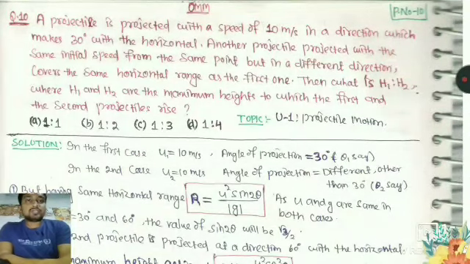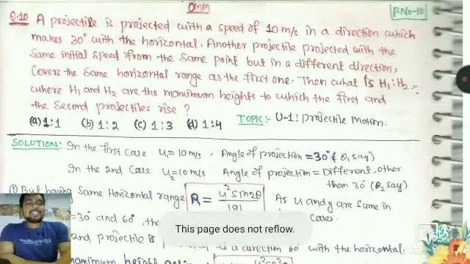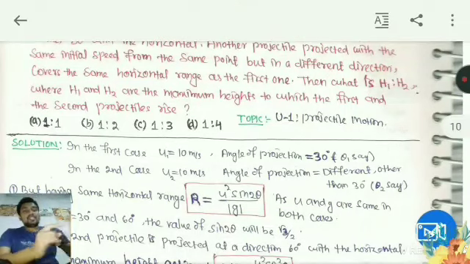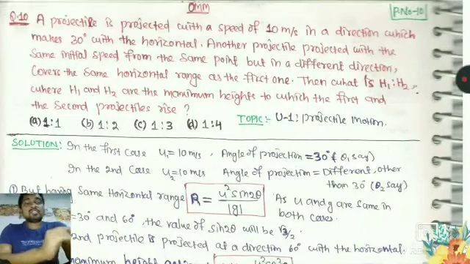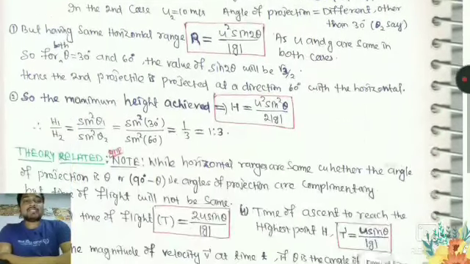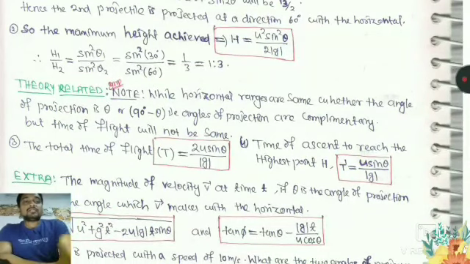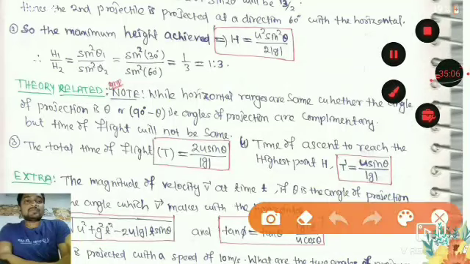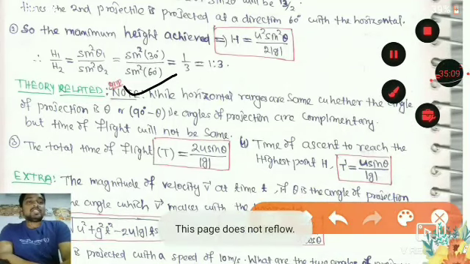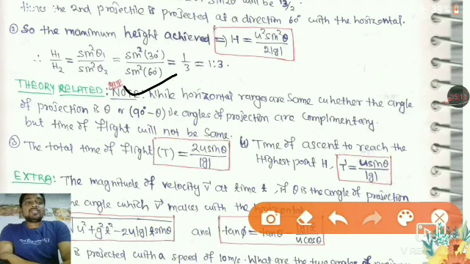Moving to the next question, question number 10. This is projectile motion. It is a very easy question, only one line to remember and you can answer this. I am giving you the line directly. Theory related important note: while horizontal ranges are the same, whether the angle of projection is theta or 90 minus theta, that is, angles complementary to each other, the time of flight will not be the same.